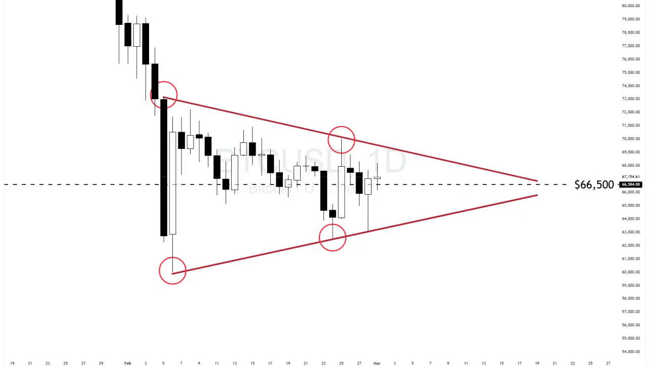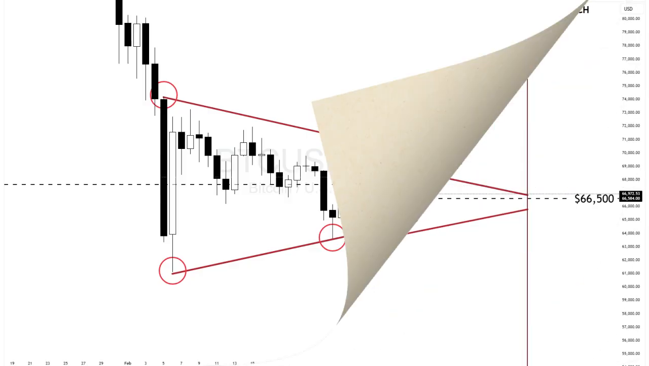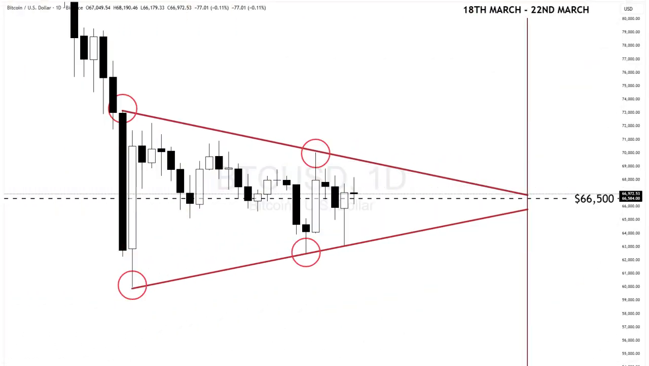Now for the vertical perspective, in other words, time. The pinnacle of the pennant can be viewed from a vertical standpoint. Those two converging trend lines must eventually meet. Draw a vertical line at the point of convergence, and the calendar gives us a date in the window of 18th to 22nd March 2026.